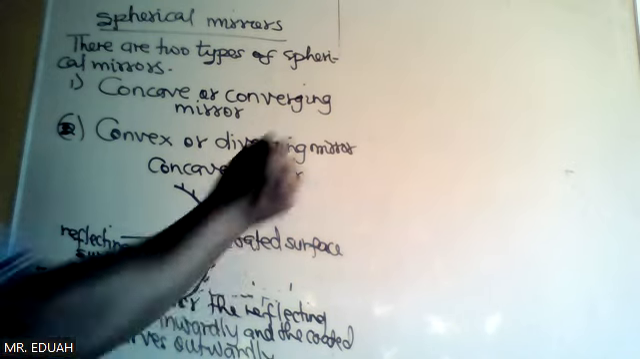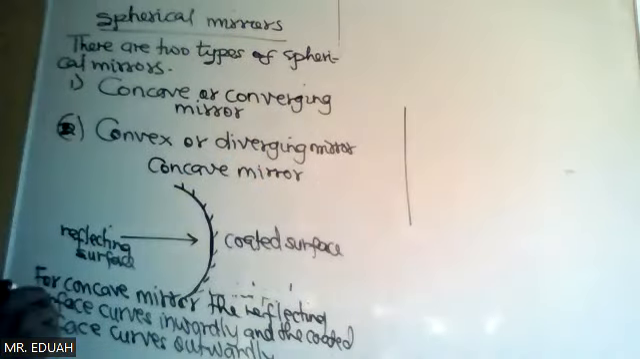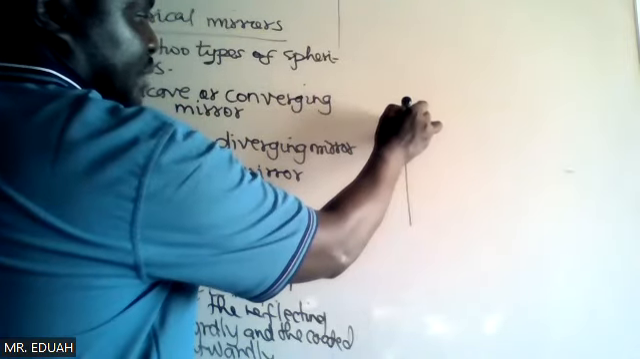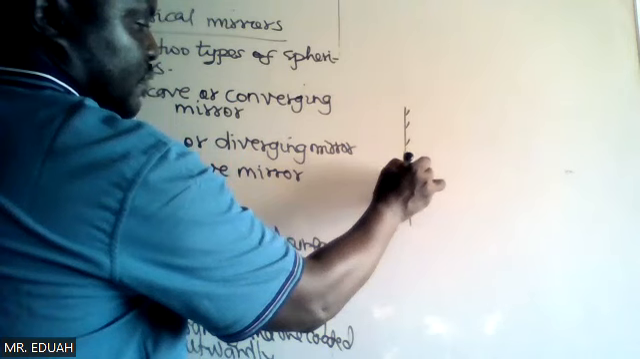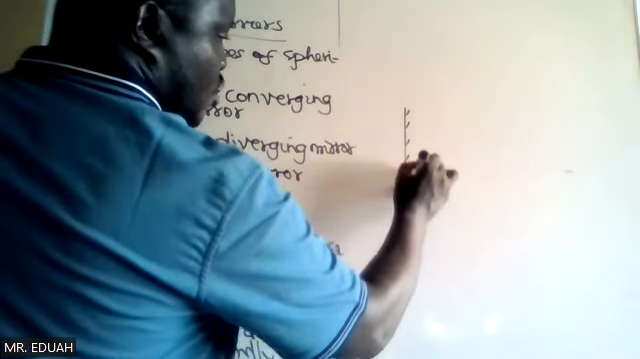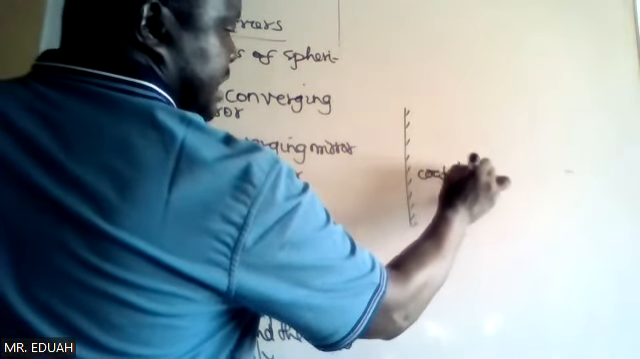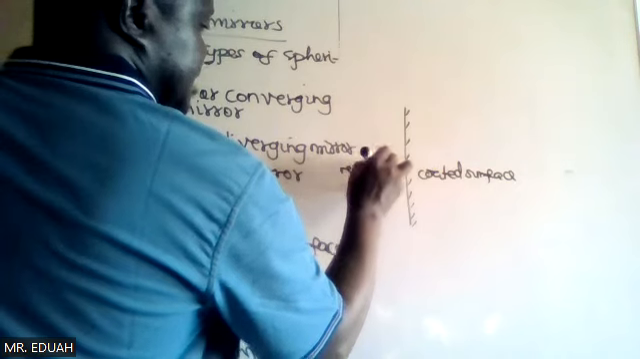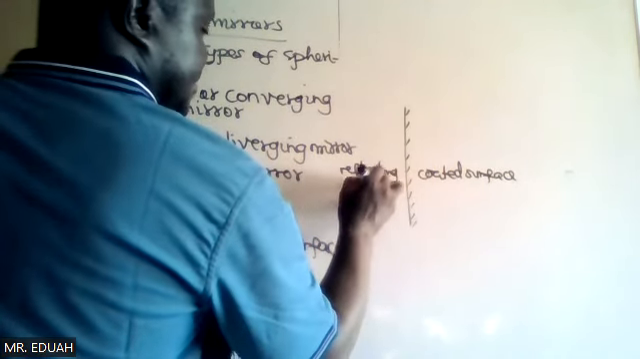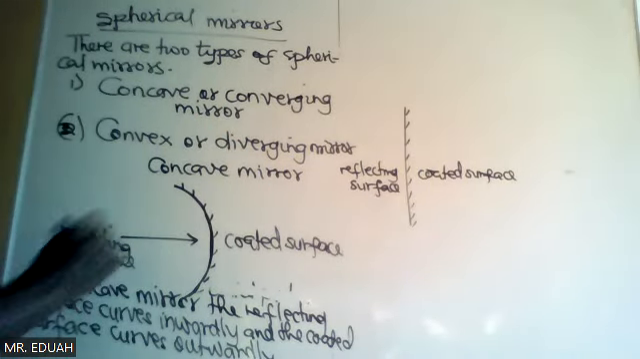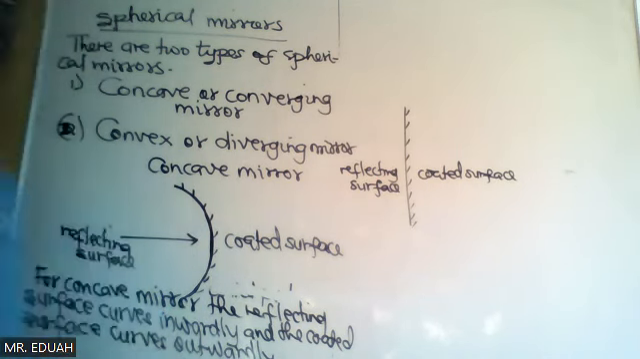You see, a plane mirror is represented as this. It's plane, so just a straight line, but we indicate the part that is coated with these hatched lines. So this side is the coated surface, whereas this side is the reflecting surface. But when it comes to concave mirror, the reflecting surface curves within, whereas the coated surface curves outwardly.